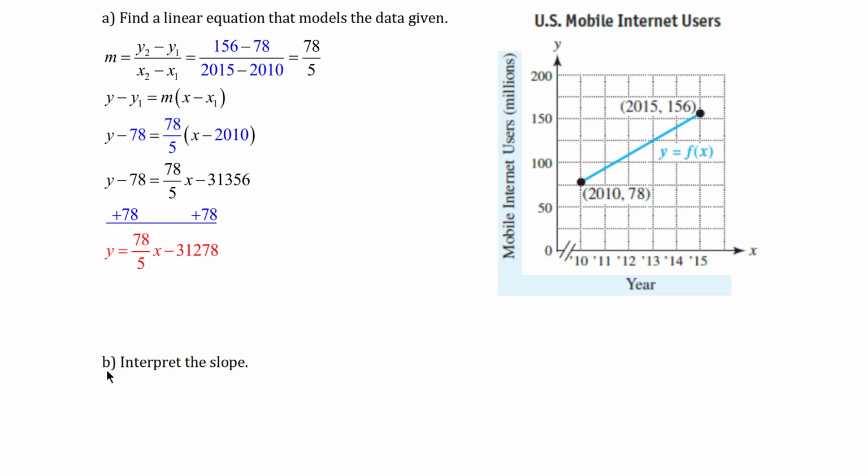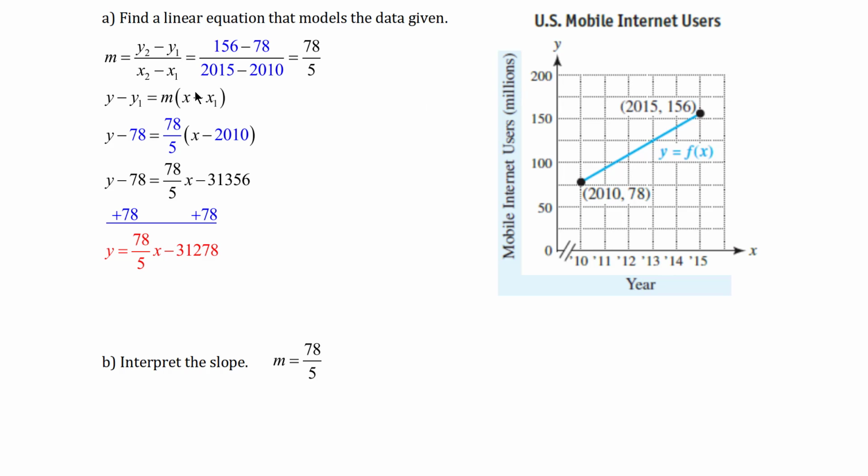Moving on to part B, we need to interpret the slope. The slope that we found from part A was 78 over 5. Recall that slope is y2 minus y1 divided by x2 minus x1. On the numerator, we have a difference of y's. In this problem, y represents mobile internet users in millions. We can see this labeled on the y-axis for the graph that was given.